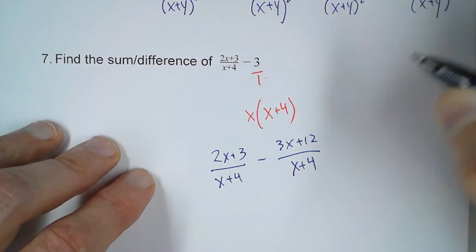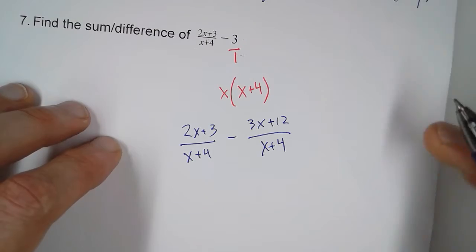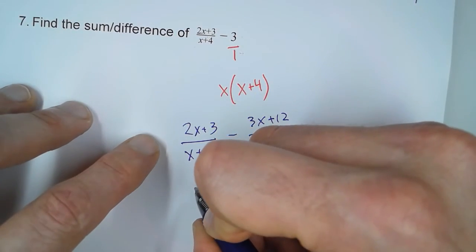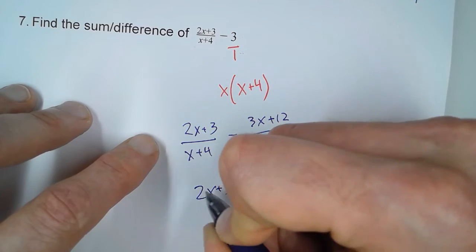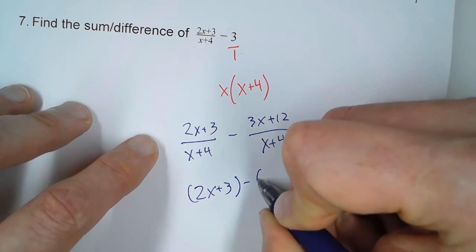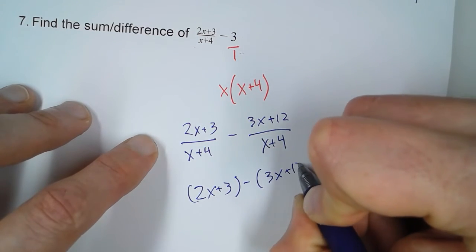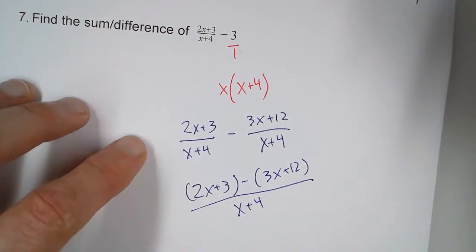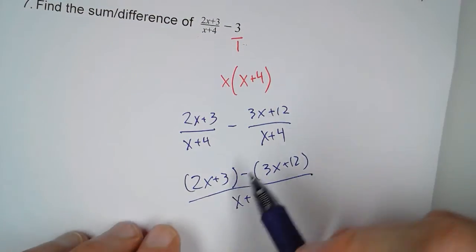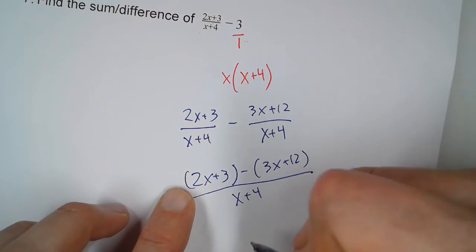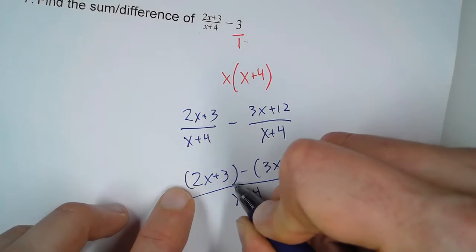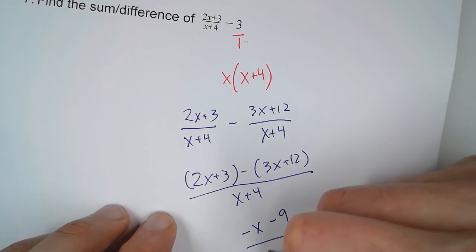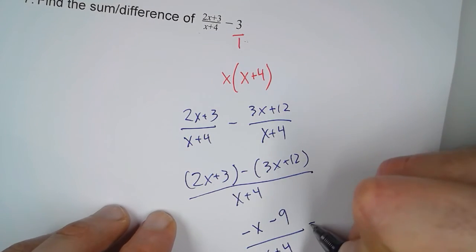Now the thing to remember is that we are subtracting quantities. So let me write it like that. 2x plus 3 as a quantity minus the quantity 3x plus 12 all over x plus 4. So now 2x minus 3x is negative x. 3 minus 12 is negative 9 all over x plus 4.